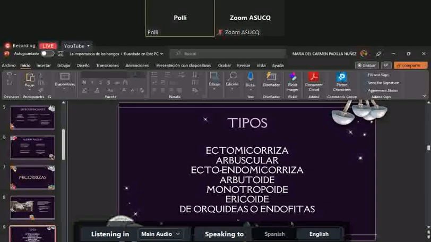These are going to be related to the type of form in which they join plants. For example, ectomycorrhiza are only going to join the plant in its surroundings, but they are not going to go inside the cells of the plant. Now, in arbuscular mycorrhizae, they actually go inside the cells of the plant. And arbutoid, if you think about it, depends on what kind of plant it is attached to. So an arbutoid mycorrhiza is attached to the trees in the family of Arbutoideae.